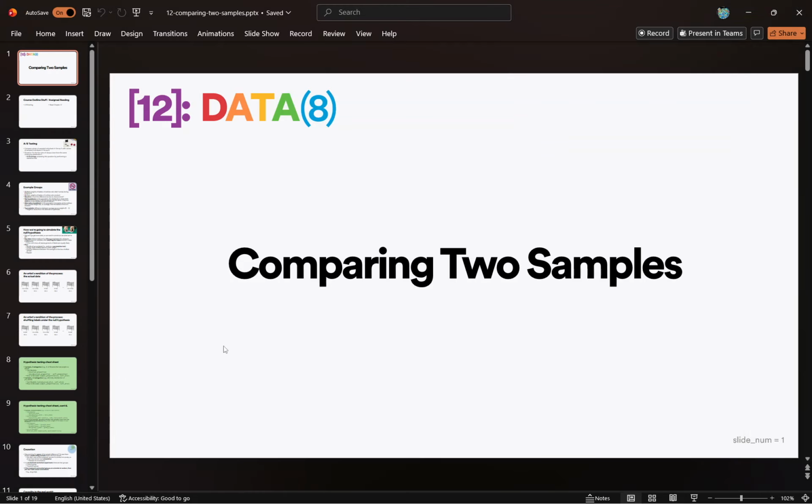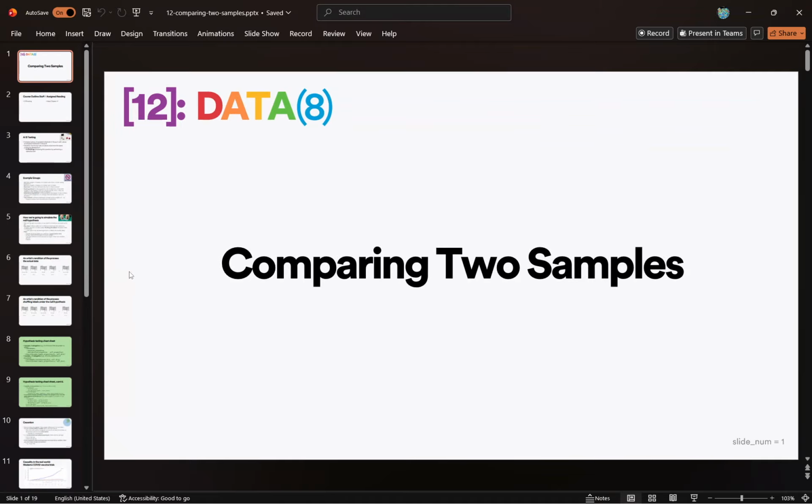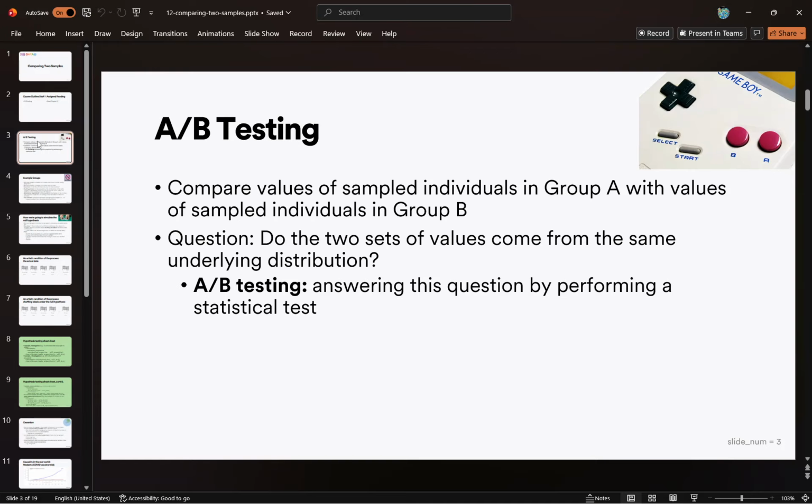All right, so chapter 12 is all about comparing multiple samples to each other. So you've taken two samples and you want to see, are they the same? Do they come from the same underlying distribution? That's going to be the fancy idea. So let's talk about it. Chapter 12 is the reading assignment, and let's talk about the first topic from it.